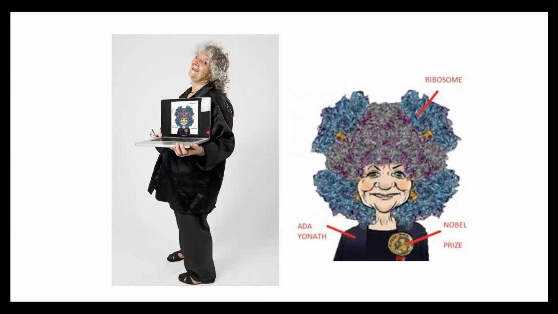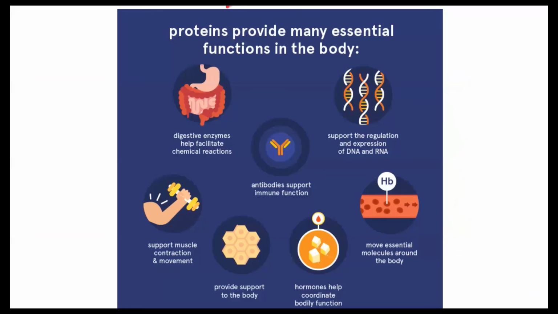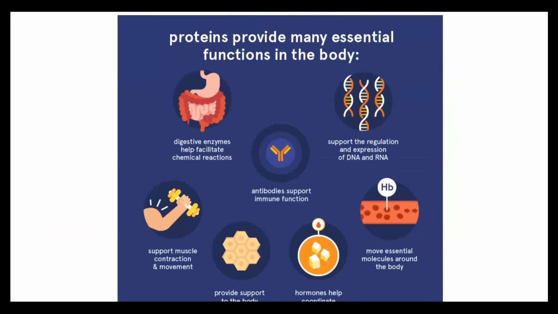So I think now is the next. Oh yeah, we're almost at the summary. This slide is about how proteins provide many essential functions in the body. There are digestive enzymes that help facilitate chemical reactions. They support the regulation and expression of DNA and RNA. There are antibodies that support immune cells, and proteins also transport different nutrients across the cell, and include hormones and muscles. So, as the video was saying, proteins are the flesh and blood of the human body.